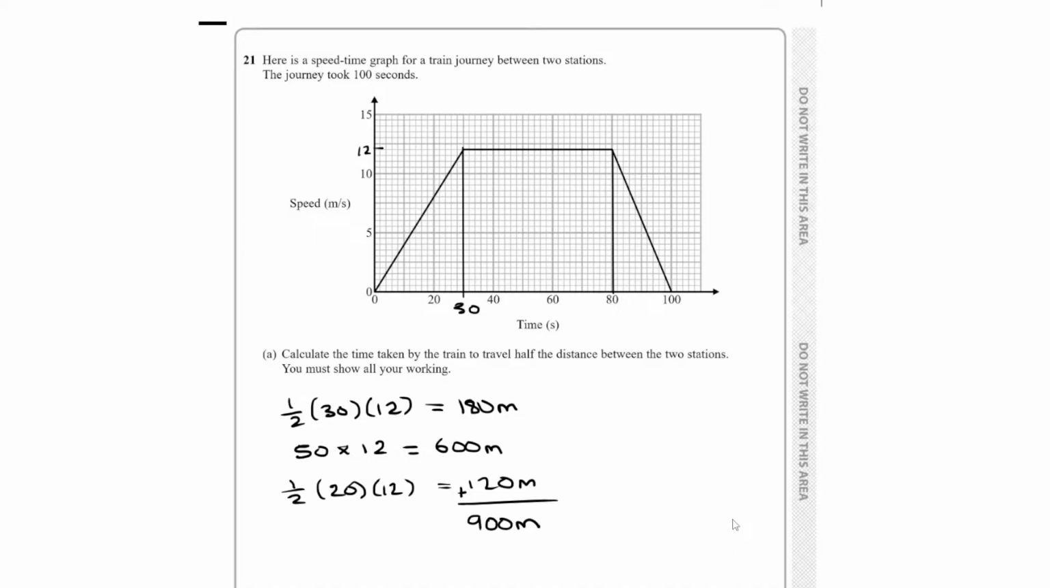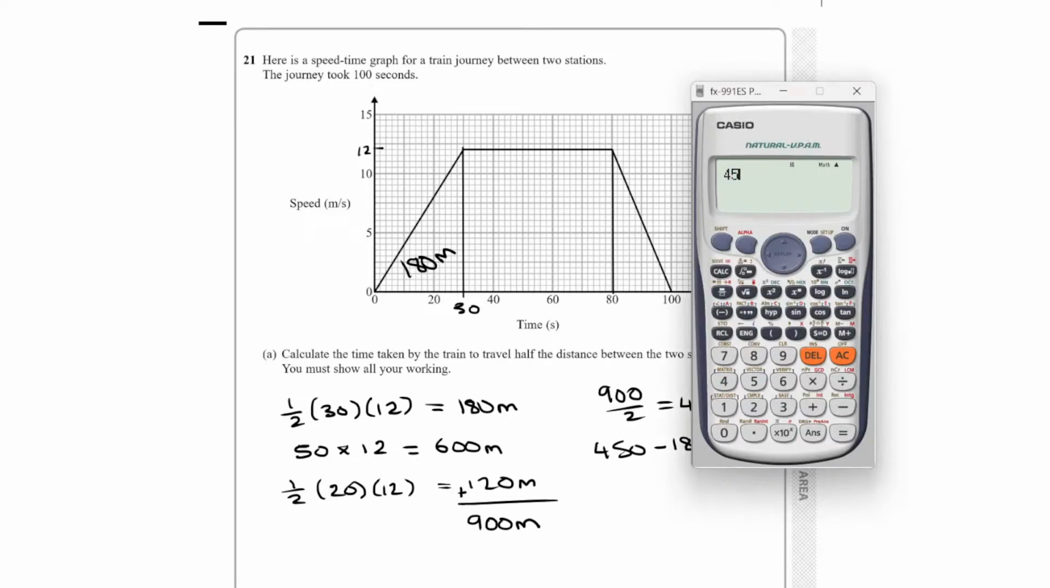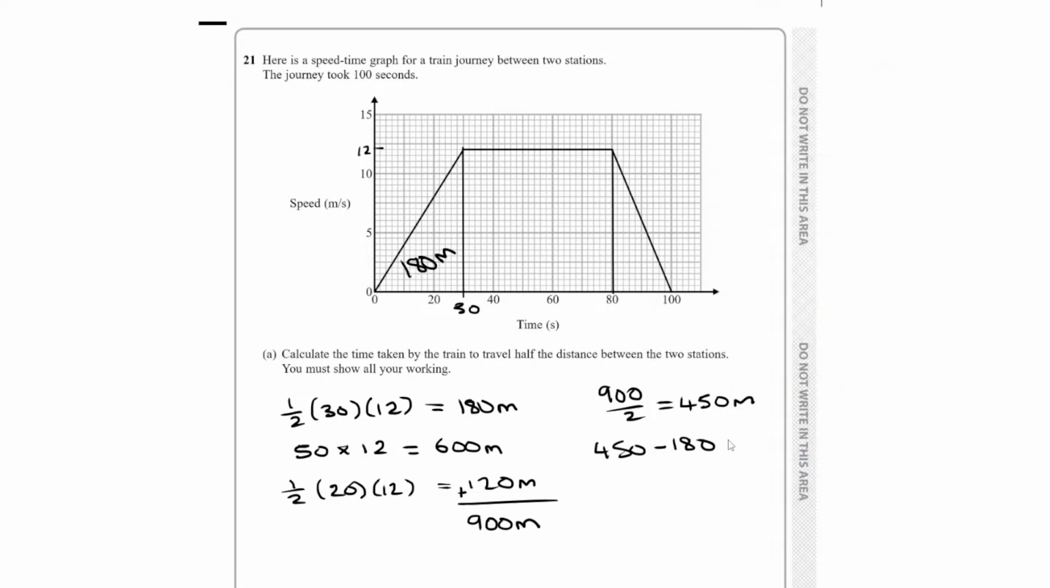So 900 meters was the whole distance between the 2 stations. Now they've said travel half of the distance, so half the distance is obviously 450. Then you have to figure out how far from 0 this way is 450. We know this first triangle represents 180 meters, so the first 30 seconds is already 180 meters. I would take that away from your 450 just to see what's left, and it's going to be in the rectangle, isn't it? 270. So we're looking for 270 meters into the rectangle, from 30 seconds. How far in would that be?